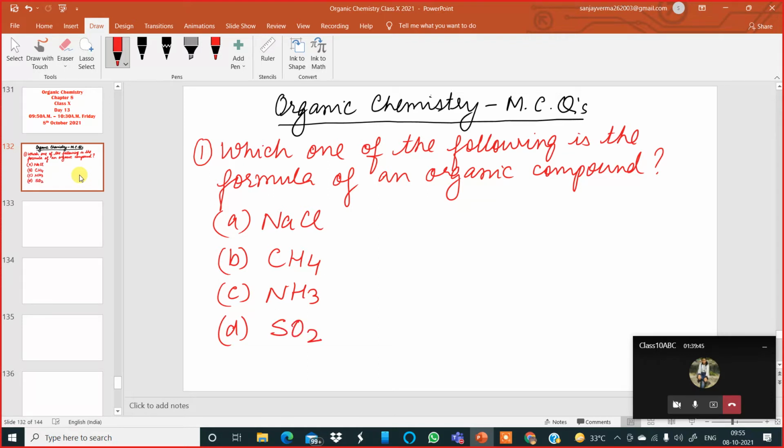So we know an organic compound is one in which the principal, the main element is carbon. So what will be your answer? CH4. Which is the answer? It is CH4. It is methane. So your answer is this one. Answer is B. Okay, so copy down.